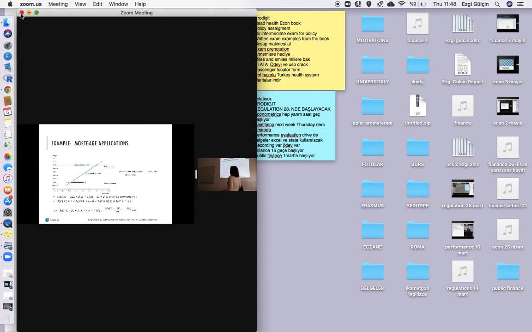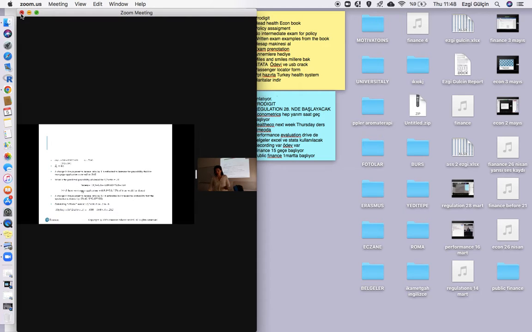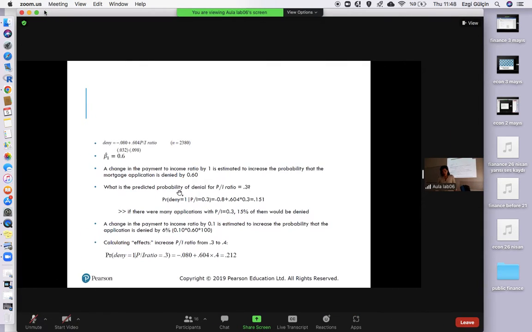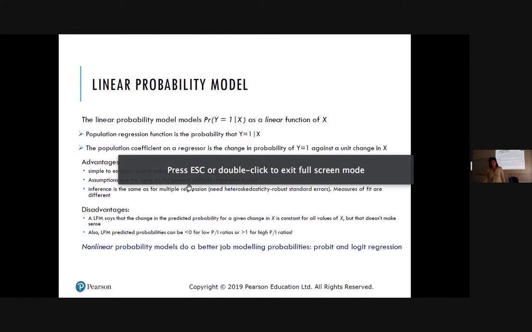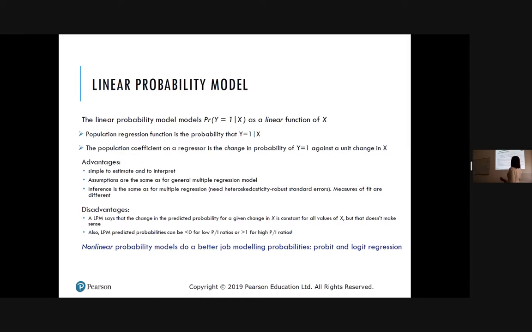And this ensures that the probability of being denied is constrained between 0 and 1. So the fact that we are using a nonlinear probability model ensures something that has to be applied for probabilities. The probability has to be defined between 0 and 1. So that's why we need to use nonlinear probability models. And this is the case of the probit and the logit regressions.